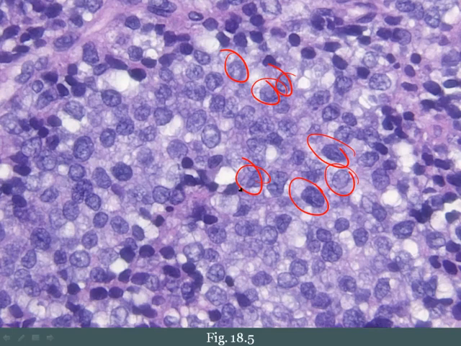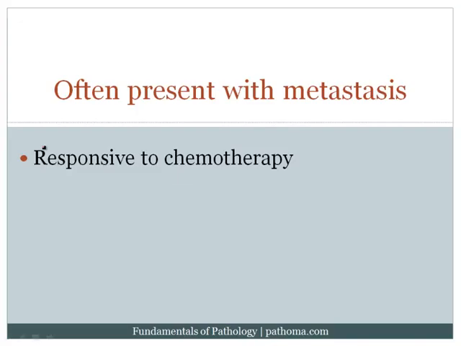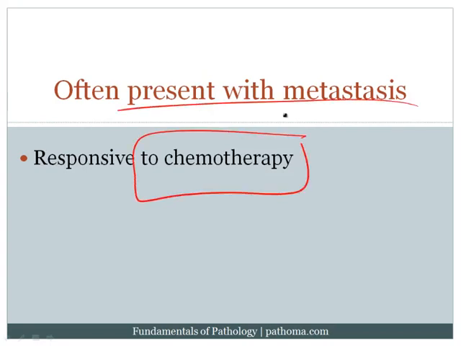However, what's going to clearly distinguish these cells from both lymphoma and osteomyelitis is the fact that these cells have an 11-22 translocation. And that 11-22 translocation is particularly high yield for Ewing sarcoma. Ewing sarcoma is fairly aggressive and it often presents with metastasis, but it also responds well to chemotherapy.